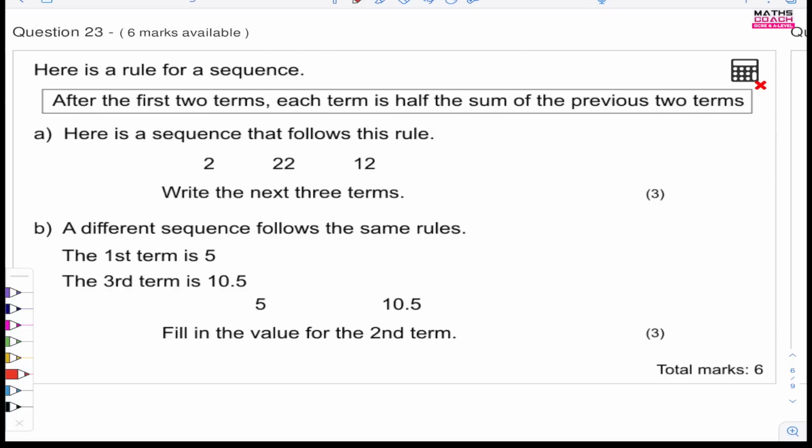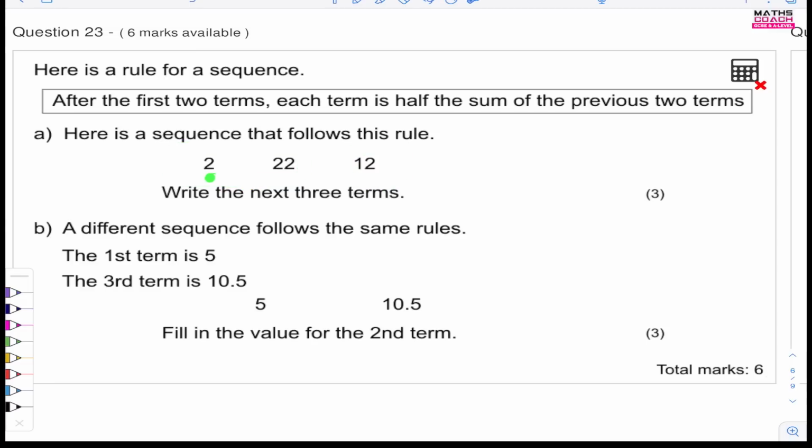Question 23. Here is a rule for a sequence. After the first two terms, each term is half of the sum of the previous two terms. Here is the sequence that follows this rule. Write down the next three terms. So the question says after the first two terms, so the first two terms here, the next term is half of adding these two up. That's what sum means, right?